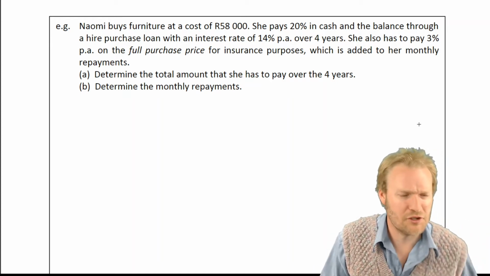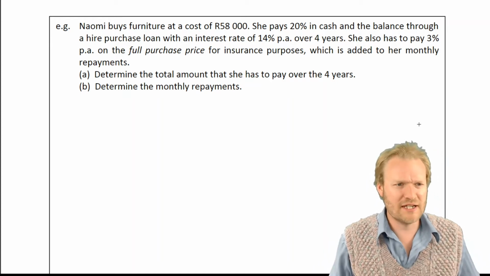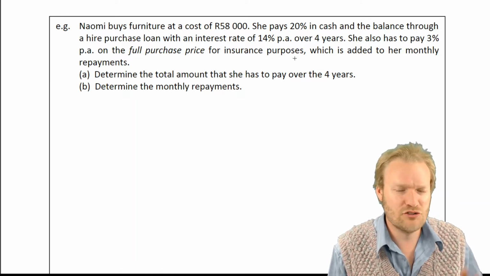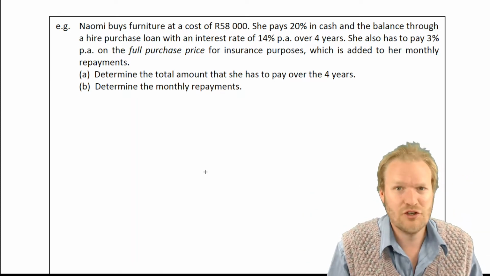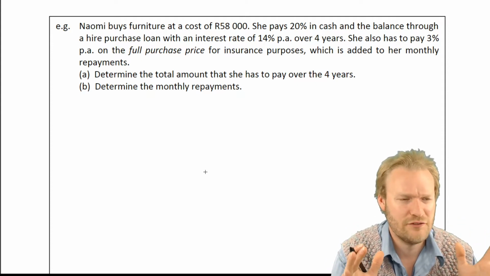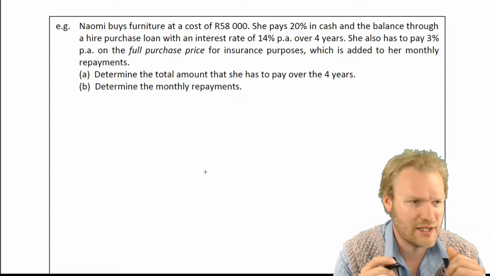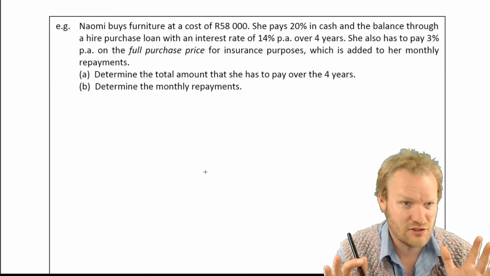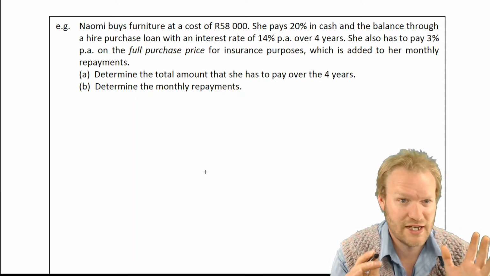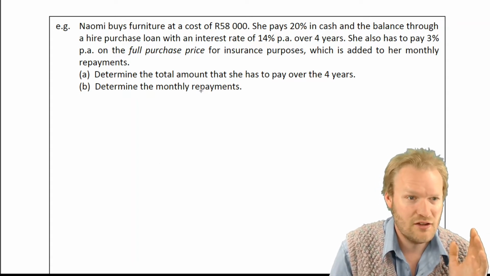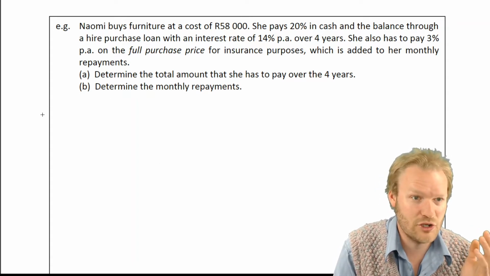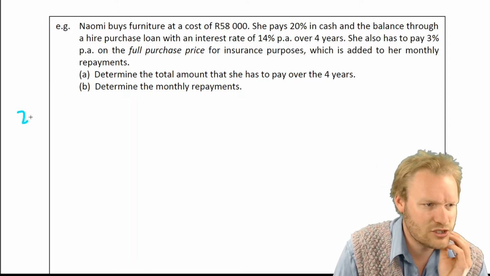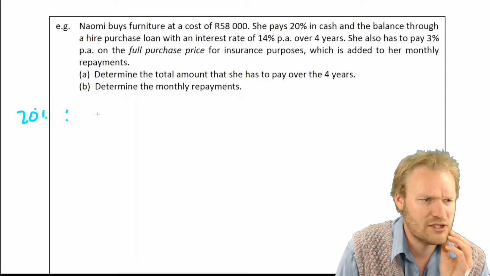Okay, in this little scenario, Naomi is buying some furniture and she's paying 20,000 in cash and there's a whole story, right? So you definitely need to spend a few seconds reading through the story to make sense of it. Naomi's buying furniture, it costs 58,000 rand. She pays 20% in cash. Okay, so already the amount that she pays we could work out. So let's maybe write that down to say, well, that 20% cash, how much is that?